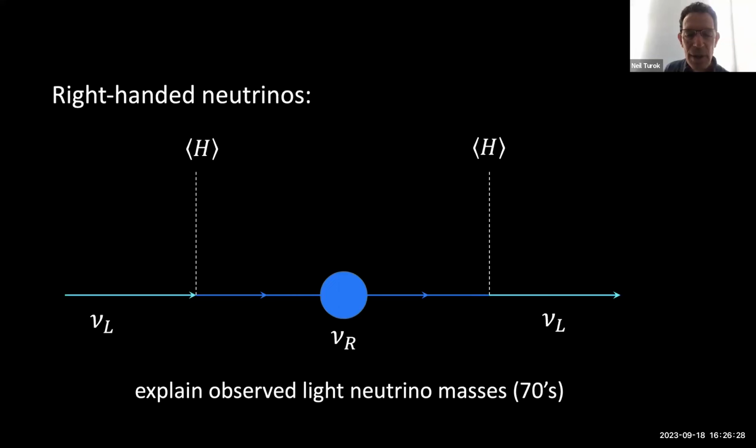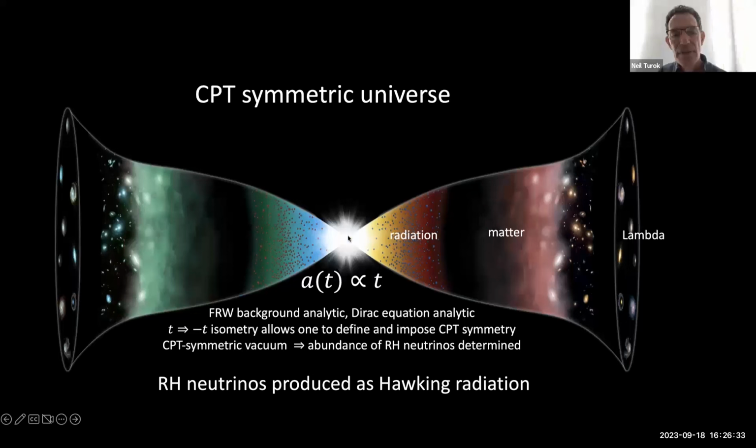Now, what we realized is that if we study a radiation-dominated universe, it has a remarkably simple behavior at the singularity. Namely, the scale factor is linear in the conformal time as t goes to zero.